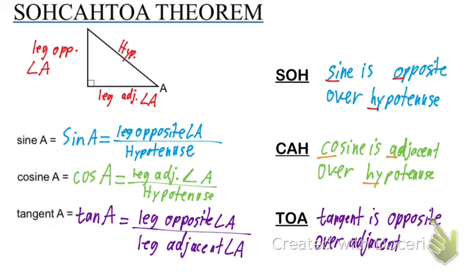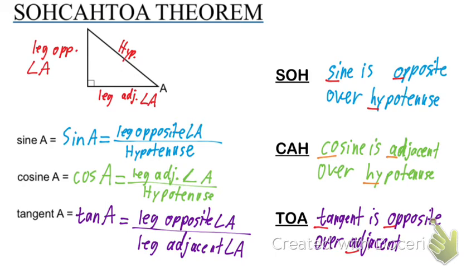Adjective. So tangent, opposite, and adjacent are where we pull the T, O, and A from. All of these follow the same pattern: something is something over something. In this case, sine is opposite over hypotenuse. Cosine is adjacent over hypotenuse. Tangent is opposite over adjacent.